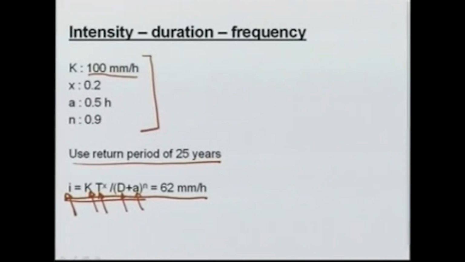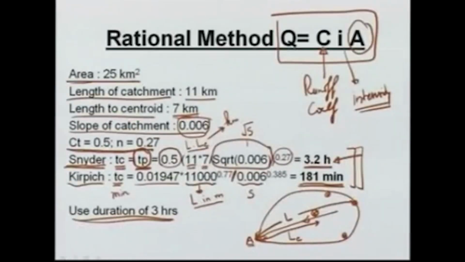So, we put the value of K as 100 millimeter per hour, the exponent X as 0.2 and N as 0.9, and then A as 0.5 hours. Using D of 3 hours, we get an intensity of 62 millimeters per hour. So, in the relationship Q equal to C I A, I is obtained based on the time of concentration and the catchment properties. A is given as 25 kilometer square.